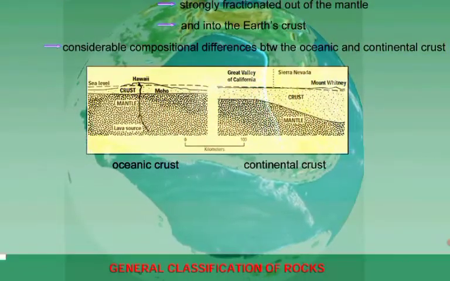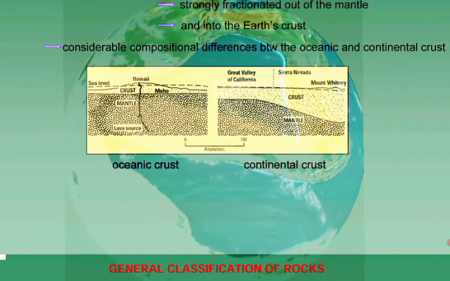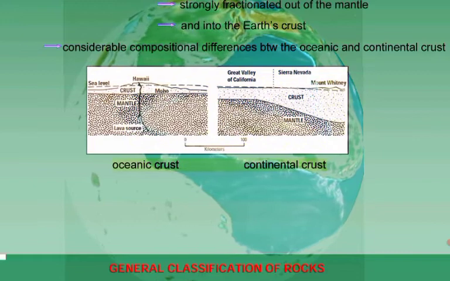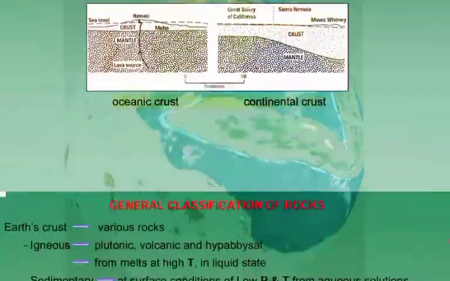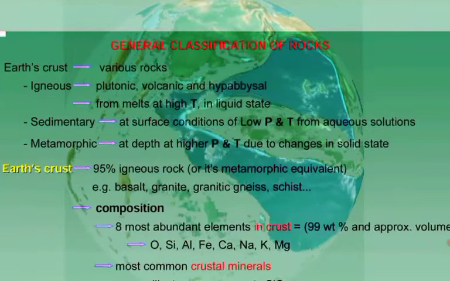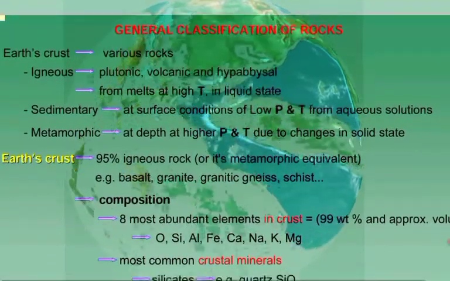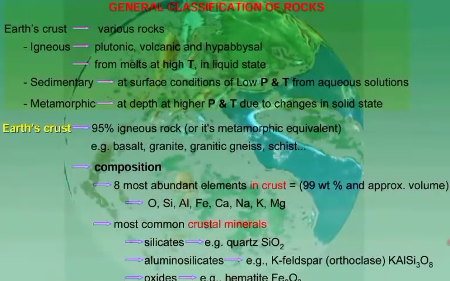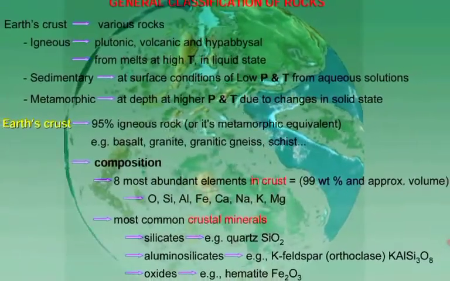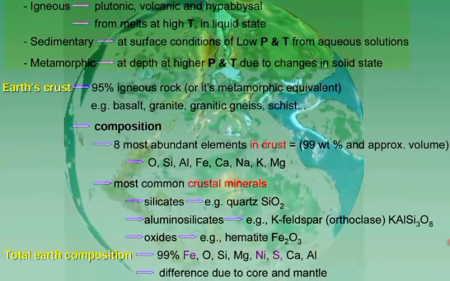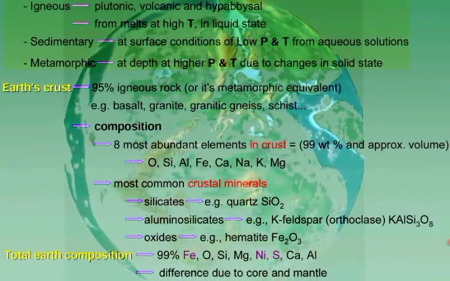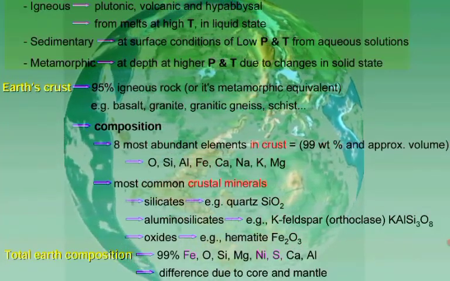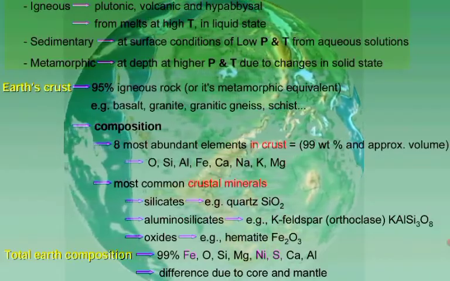Diagram showing the oceanic crust at the island of Hawaii and at the Great Valley of California. Oceanic crust, continental crust. Earth's crust: various rocks. Igneous rocks, plutonic, volcanic and hypabyssal, form from melts at high T, in the liquid state. Sedimentary rocks form at surface conditions of low P and T from aqueous solutions. Metamorphic rocks form at depth at higher P and T due to changes in the solid state. A general classification of rocks.